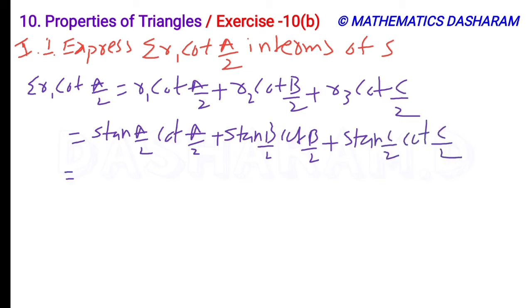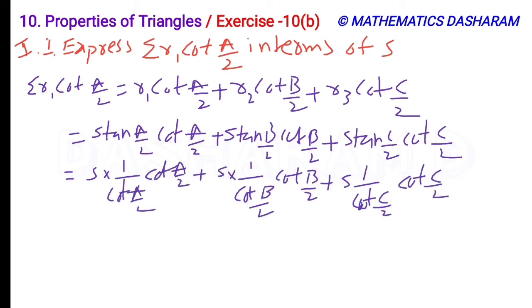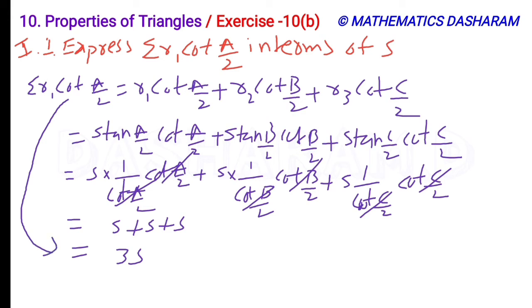So it equals s into tan A by 2, which we can write as 1 by cot A by 2. Now we can cancel cot A by 2, cot A by 2, cot B by 2, cot B by 2, cot C by 2, cot C by 2. So s plus s plus s equals 3s. So the given expression is expressed in terms of s. This is our required answer.